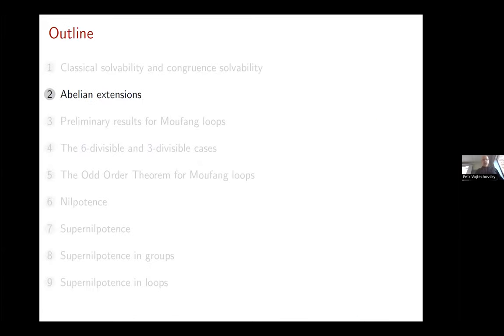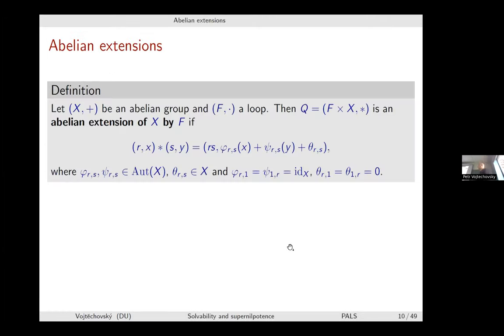So let's start investigating this question, and talk a little bit about abelian extensions. I would like to describe congruence solvable algebras in yet a different way, and I'll stick to loops. They will essentially be iterated abelian extensions. So I need to describe the one step. What is an abelian extension?